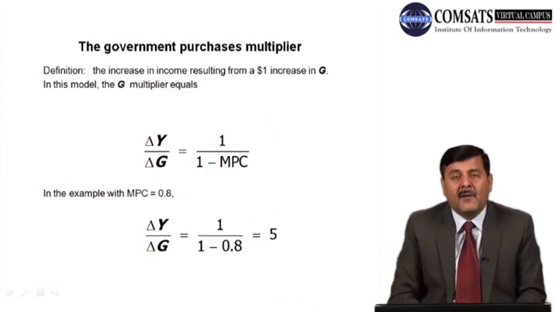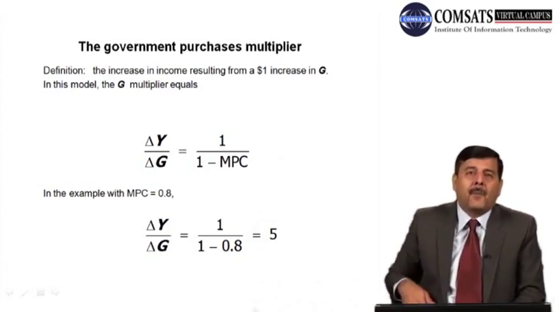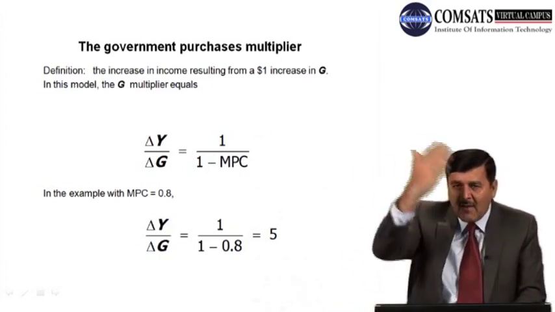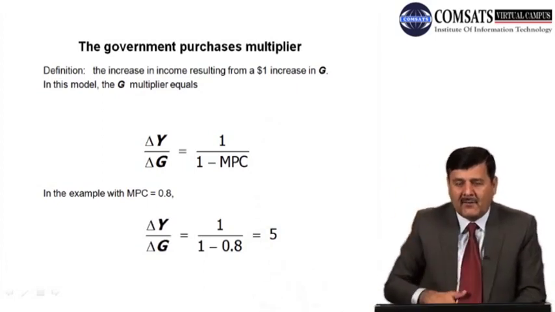So if government purchases go up by $1, income will go up by $5. So there is a multiplier effect. Income has increased 5 times more than the increase in government spending. That's why we call it the government purchases multiplier effect. If government purchases increase by 1%, income increases by 5%, much more than that. That's why we call it a multiplier: income multiplies 5 times with the change in government purchases.